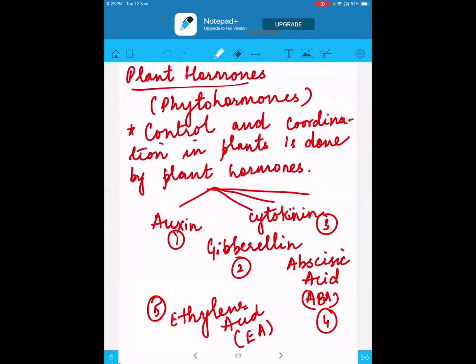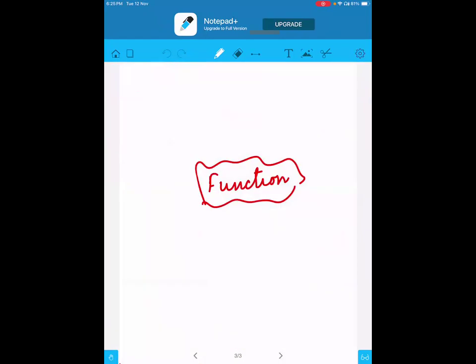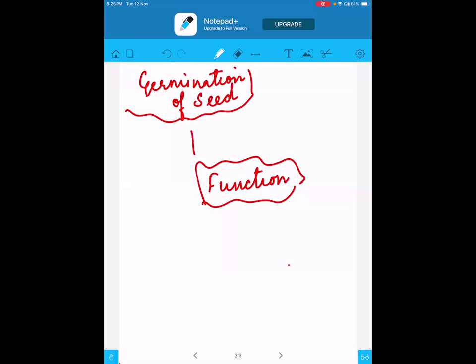We'll go to the functions now. The first function is the germination of seeds. From childhood we are learning that germination of seed happens. But why does it happen? It happens because of the production of the hormones. Because of this plant hormone only, the plant will be able to germinate the seed. So that is the first function.